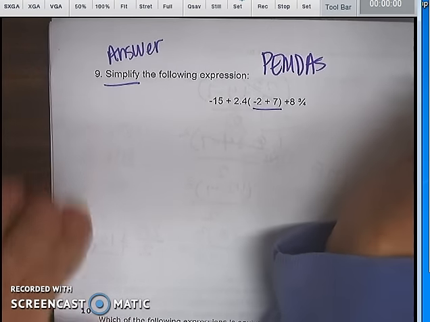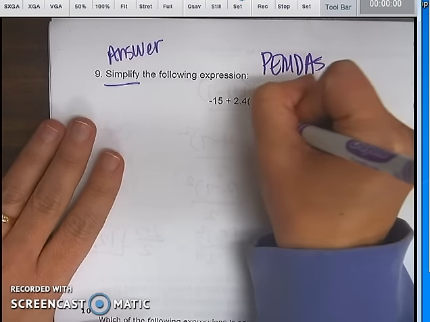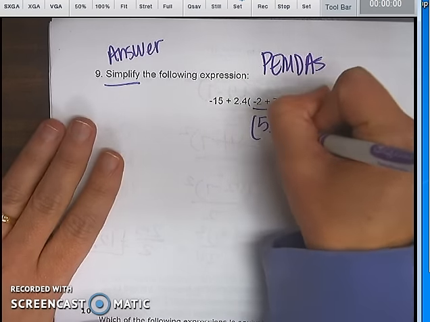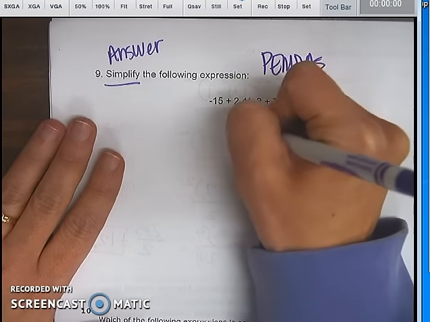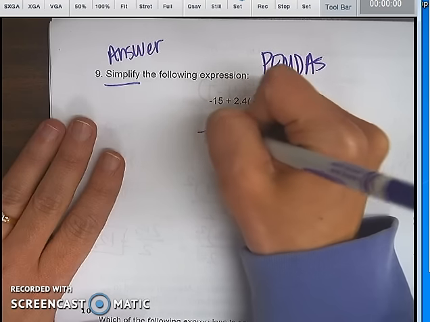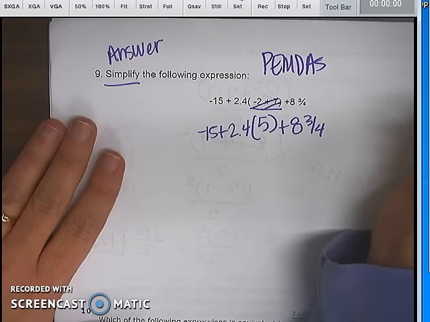-2 plus 7, same sign, add, different sign, subtract. So what is 7 minus 2? 5. I know you're freaking out because you have a fraction over here. Trust me, you will be okay. So I took care of that. Okay, what comes next?